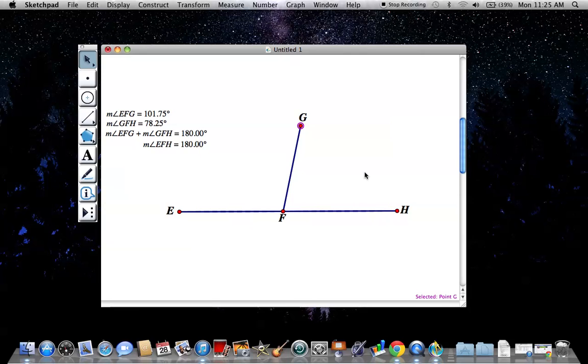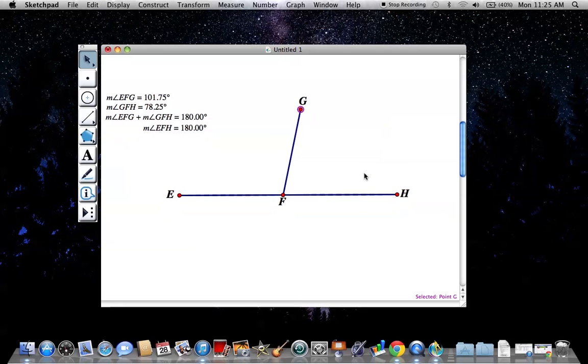Okay, now if you have 2 angles whose sum is 180, they don't have to be linear, but if they do, then that means that the 2 angles are supplementary. They add up to 180 degrees. So any 2 angles, regardless if they're touching or not, that add up to 180 degrees are supplementary.